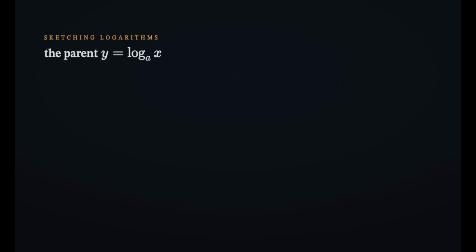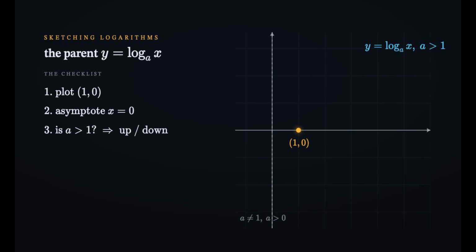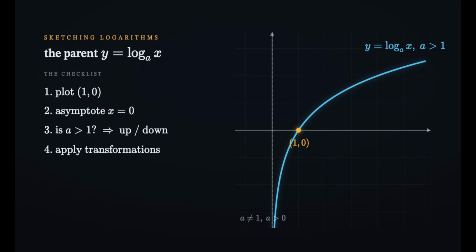Alright, now let's learn how to sketch any logarithm that can possibly appear in the Maths Advanced syllabus ourselves. The checklist is very similar to exponentials. To sketch the parent function log base a of x, 1. Plot the point 1, 0 on the axes. 2. Plot the x equals 0 vertical asymptote on the axes. 3. Decide if a is greater than 1. If so, it is increasing. If not, it is decreasing. Note that like in exponentials, a cannot be negative or equal to 1. Then apply transformations. 4. Ensure there are 2 points on there.